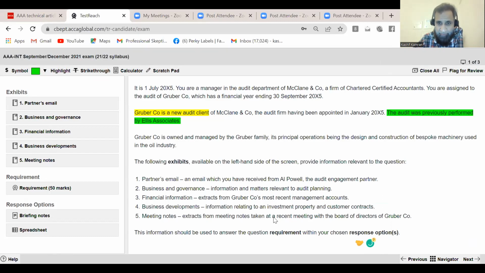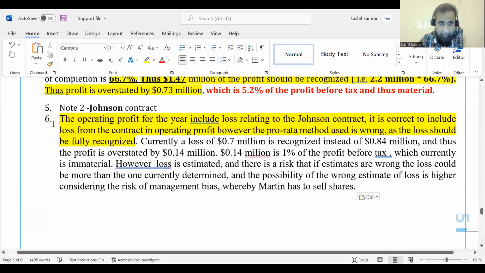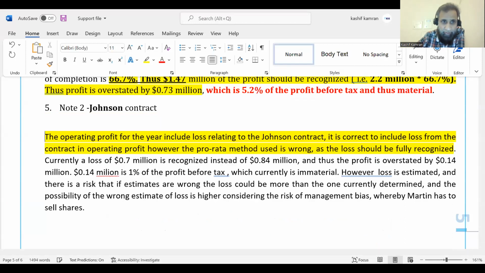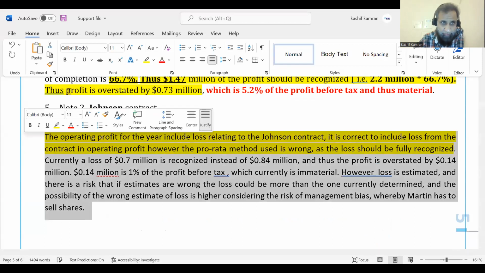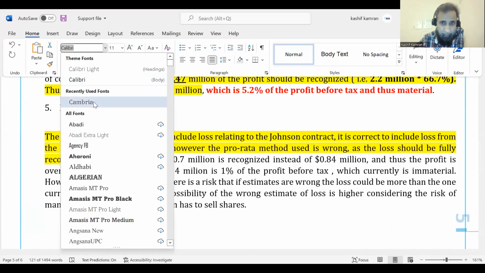Okay, we go back to the support file, Johnson contract. Let's see how many marks we can fetch under the Johnson contract. Let me bring down the drafting I have done during the break. See the Johnson contract in front of your screen. We have a value, so definitely not 2, more than 2.